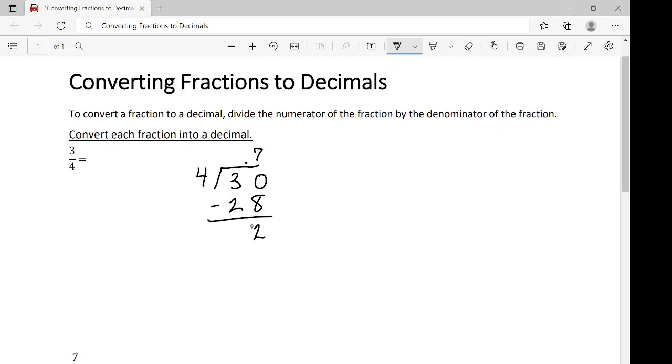So again, 4 does not go into 2 evenly, so we're going to have another 0 here, and we're going to bring it down. And now we got 20. So how many times does 4 go into 20? It actually will go in evenly. It will go into it 5 times. So 5 times 4 is going to give us 20. Subtract it, and we're going to get 0 as a remainder. So 3/4, the fraction, gets turned into 0.75 as a decimal.